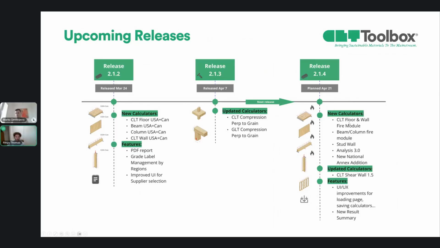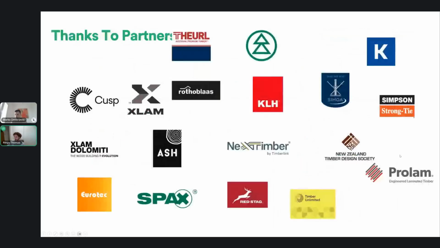We'll be releasing our CLT floor and wall fire module. So that's our new updated fire module, same for beams and columns. We're also trying to release Analysis 3.0, which will include the likes of cantilever and point loads and things like that. And updating the shear wall as well as other aspects of the app. So we're really excited about these changes coming up soon now too.